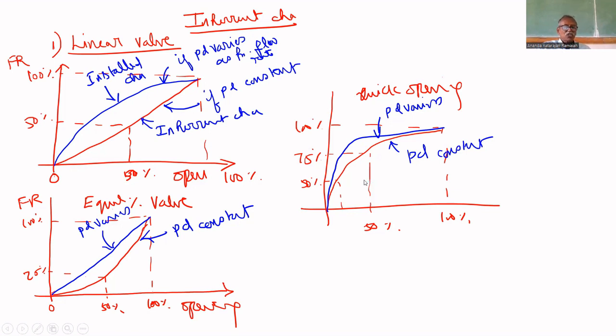That is the difference. So you have to get all these six characteristics in the lab. How to get the inherent characteristics? We have to get them when the pressure drop across the valve is minimum.